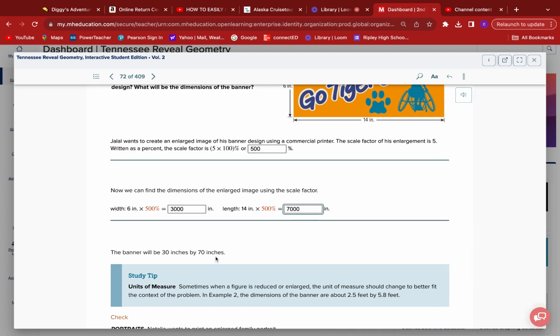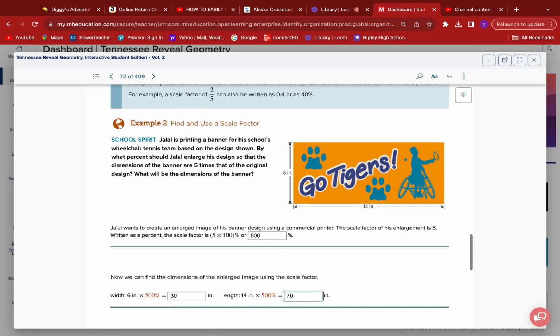All right, so it's going to be a 30 inches by 70 inches. Okay. Oh, that was it. That's all I got to do. All right, well, there you go.